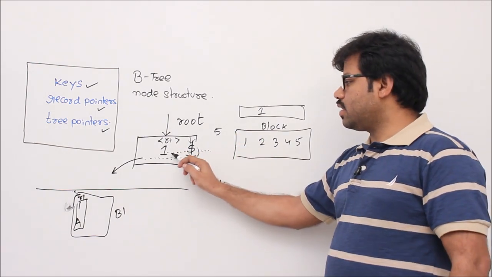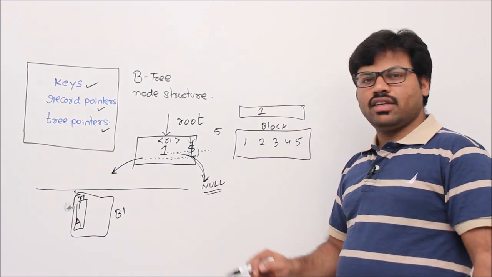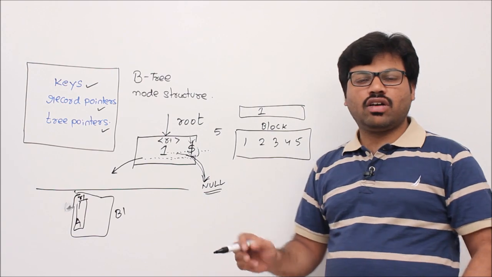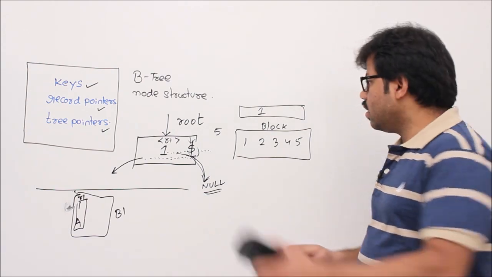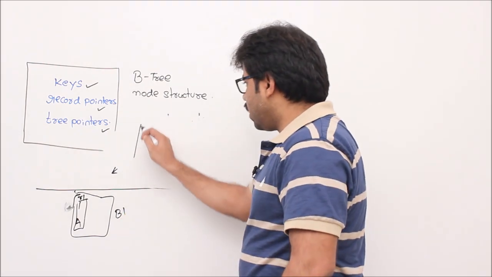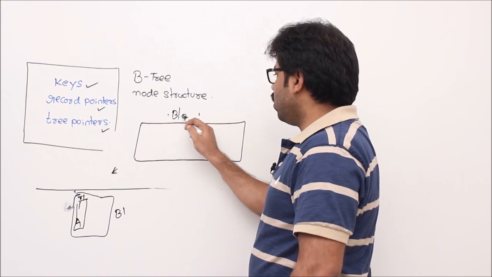So take the right side's pointer of 1. You will reach here and you realize that it is null again. So this pointer says null, which means what? Now it is unsuccessful, there is no data, and we stop the process. Understand? Now remember it.